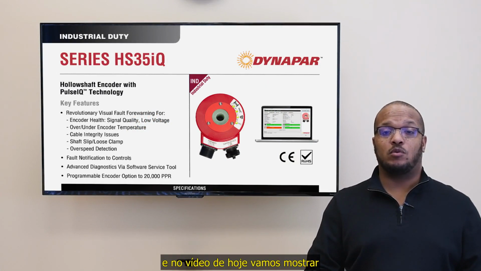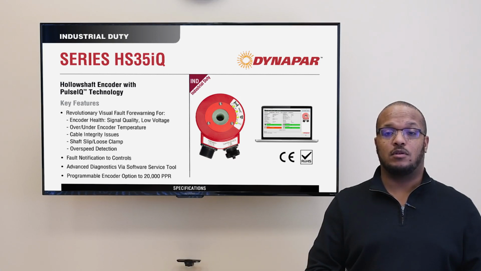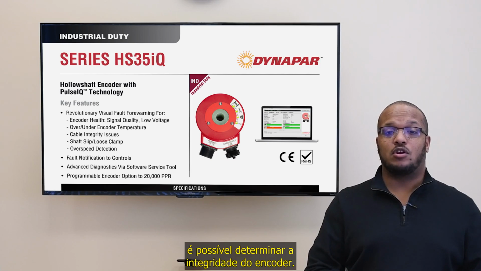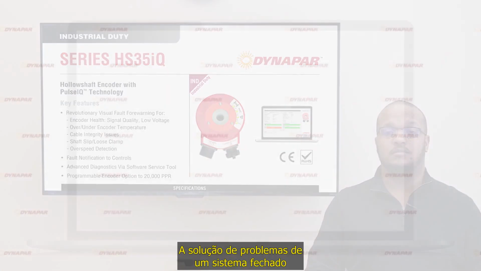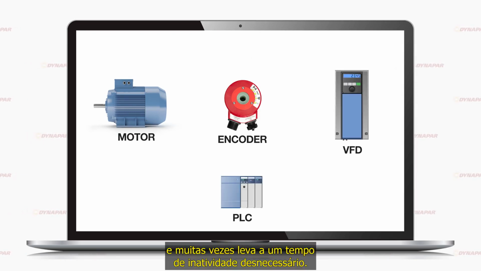In today's video, we will overview the electronic fault capabilities of the HS35iQ encoder. Whether you have the programmable or the standard version, this will allow you to determine the health of your encoder. Troubleshooting a closed-loop system can be very tricky and often leads to unnecessary downtime.